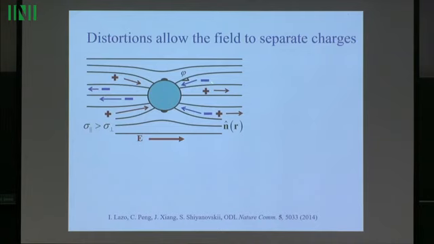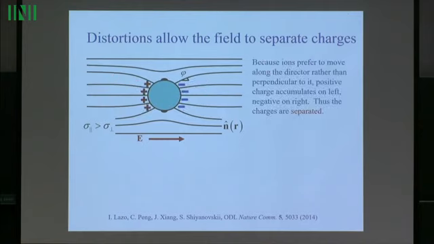Negative ions would move to the left. If they are here, they would just go to minus infinity. But if they are here, the rail of the director will force them to concentrate on the right-hand side of the sphere. So if I wait for some time for these charges to move, then they should create two clouds, a positive one on the left-hand side and a negative one on the right-hand side.